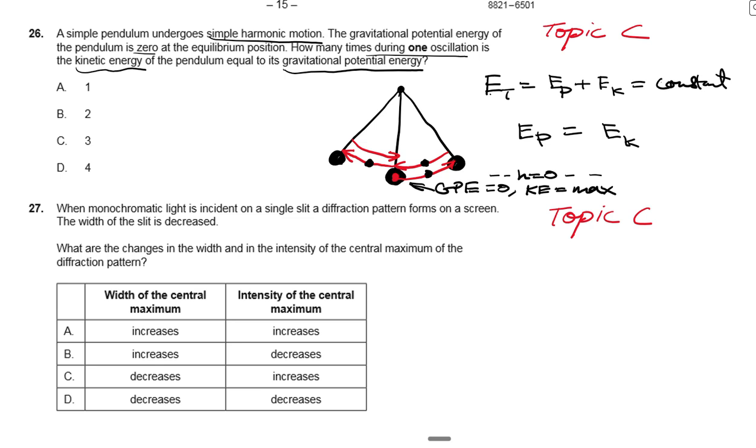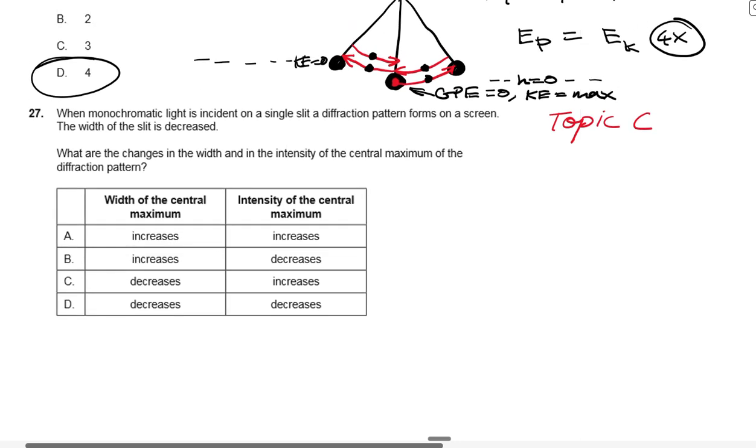Then our kinetic energy is 0 here, right, at this line, because it's about to return back. And then we have, again, this situation. So we see it 4 times. And so our answer is D.